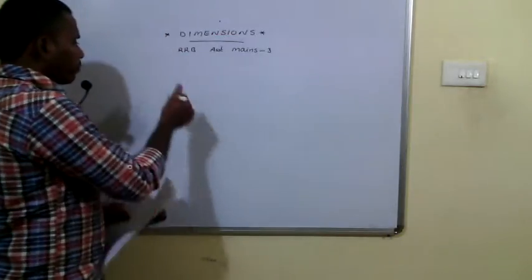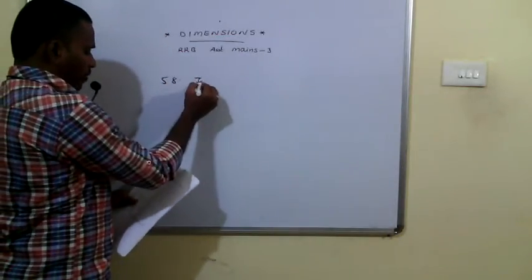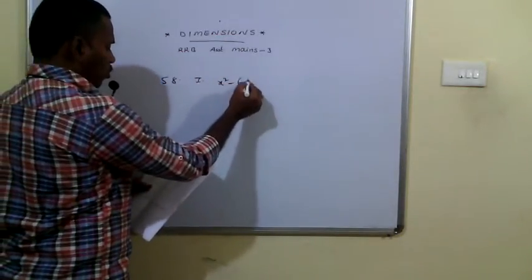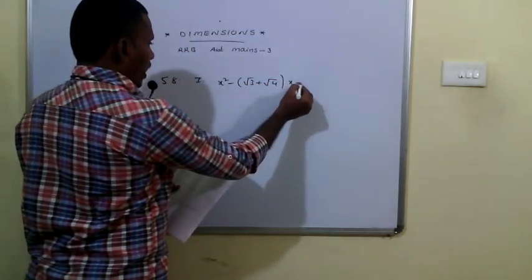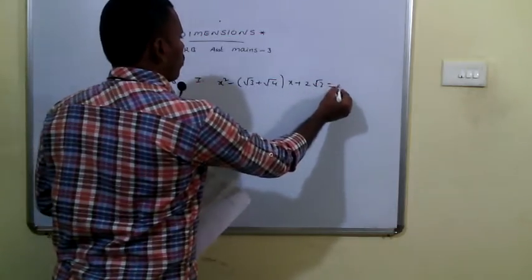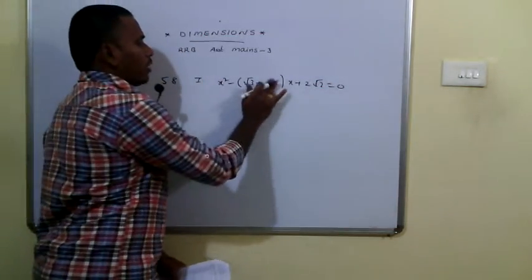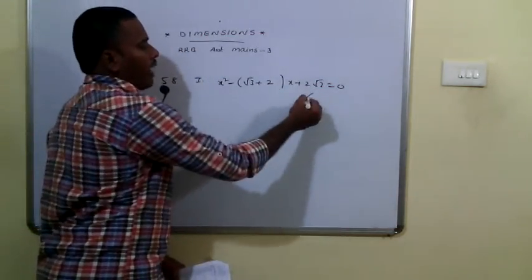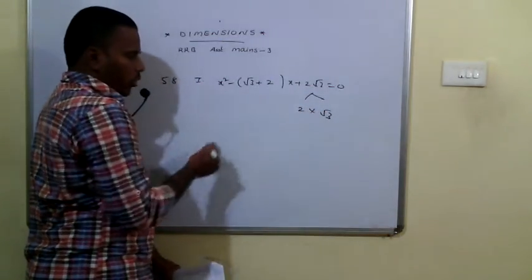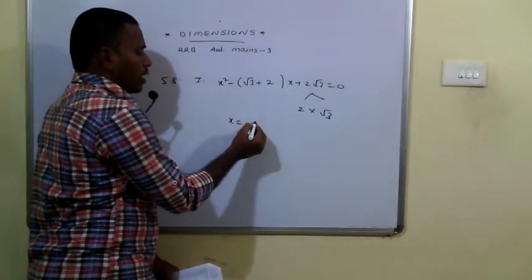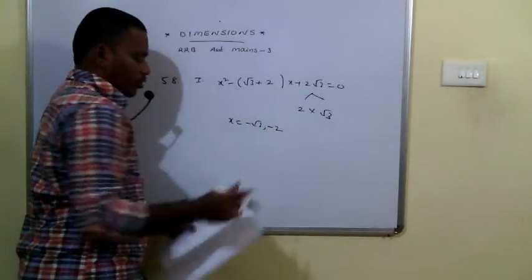Whereas coming to 58, the first statement is given that x square minus of root 3 plus root 4 into x plus 2 root 3 is equal to 0. Root 4 is nothing but 2. Now, write this 2 root 3 as the product of 2 and root 3, whose summation is 2 plus root 3. Then directly the values of x are minus root 3 comma minus 2.